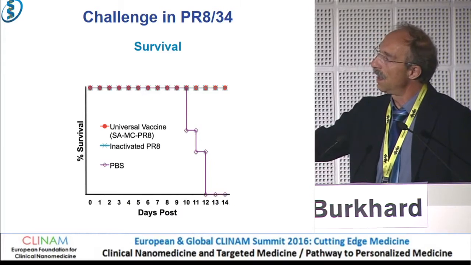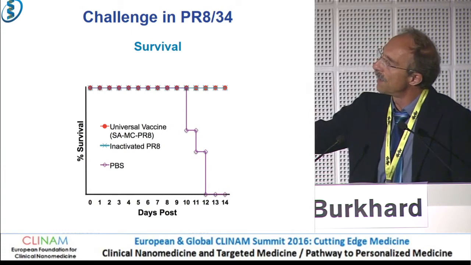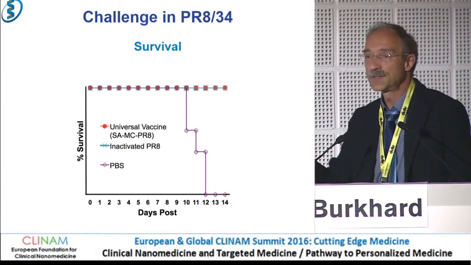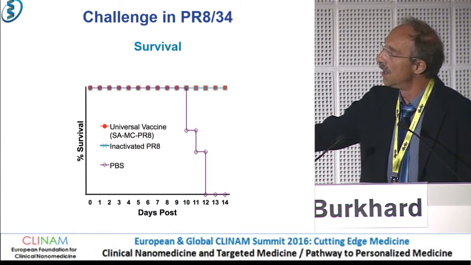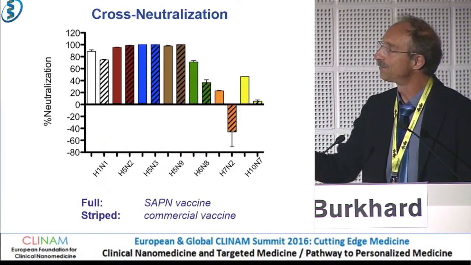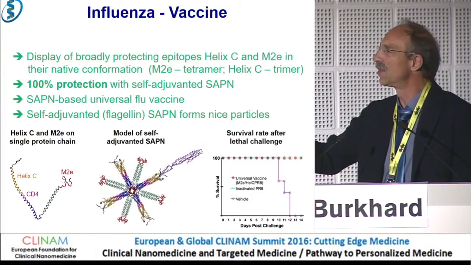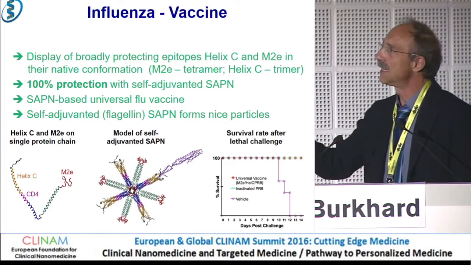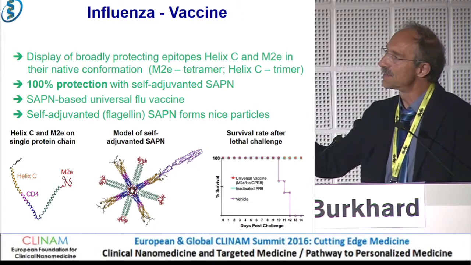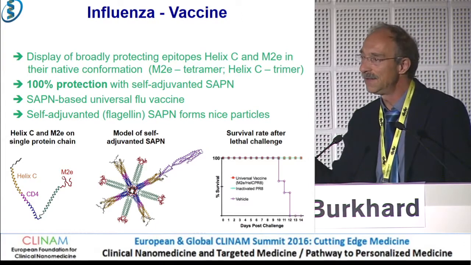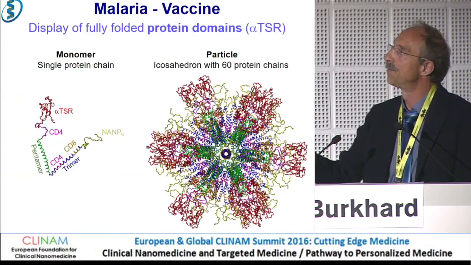We use the peptide nanoparticles here, and we can see we have 100% survival after challenge. The animals that are not treated, they will all die. We have very good cross-neutralization. I cannot go into all the details, but basically we have a universal influenza vaccine that gives 100% protection, and that is very easily produced in a bacterial expression system.